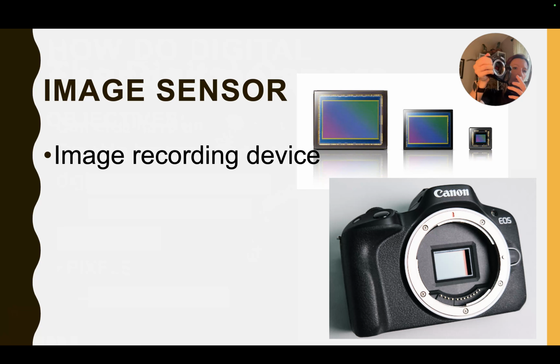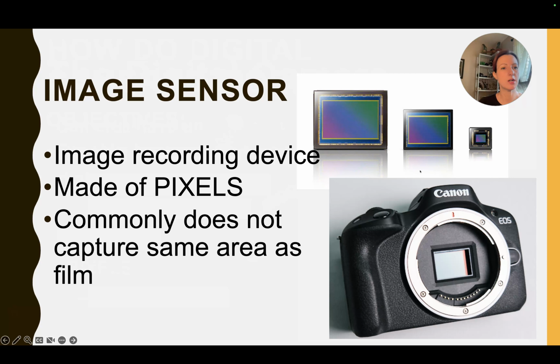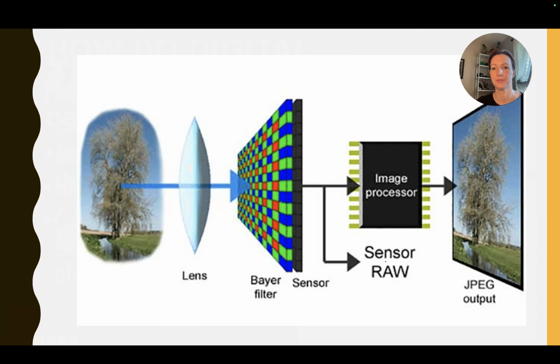Don't do this, but it's inside the camera. You see it right there. Whatever is in front of it hits that sensor, and it's recording all the amounts of light that's hitting it, and it makes your image. It commonly doesn't capture the same area as film did. Doesn't really matter, not as many people use film anymore, but just so you know. They do come in different sizes though, it depends on your camera.